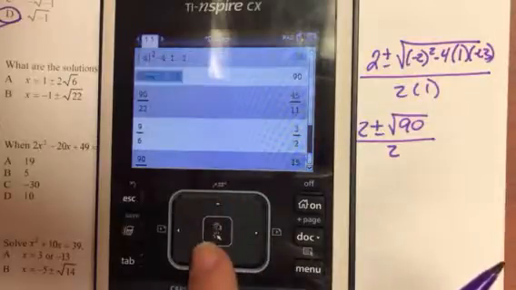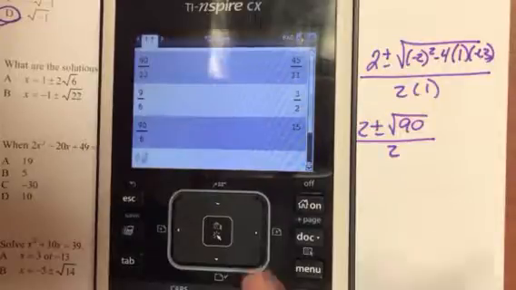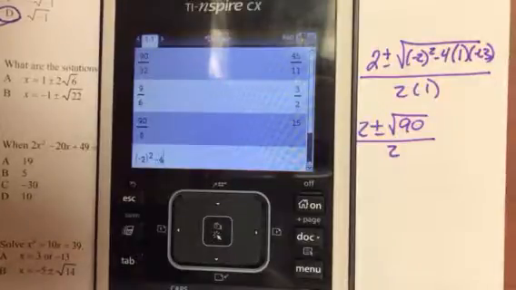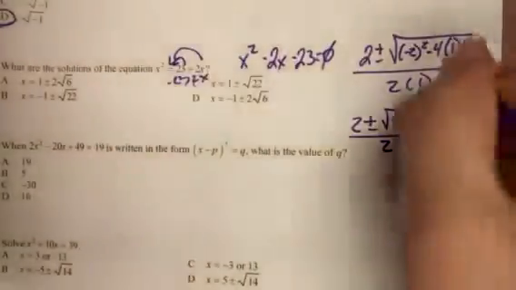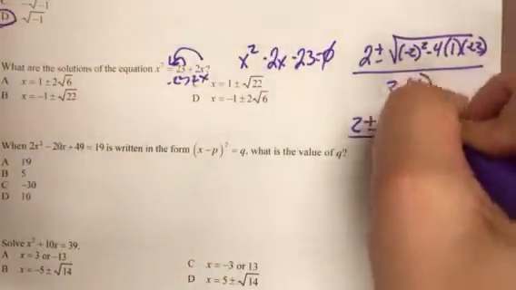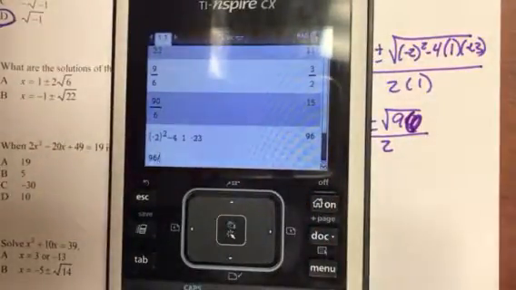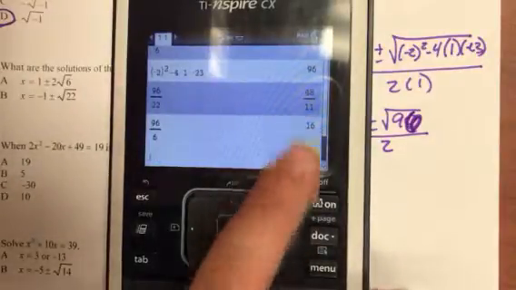Ooh, you know what? I misentered in my calculator. It should have been parenthesis -2 squared minus 4 parenthesis 1 parenthesis -23. Should have gotten us a 96. Sorry, not 90, 96. So let's do that. 96 divided by 22 is a fraction. We still don't like it. 96 divided by 6 is 16, and that is a perfect square.